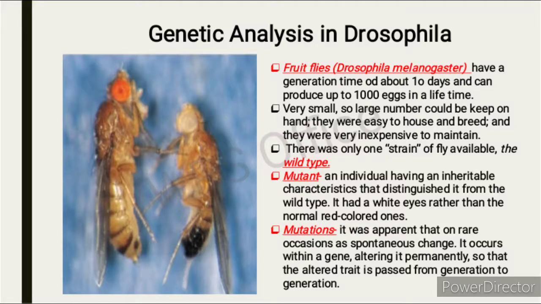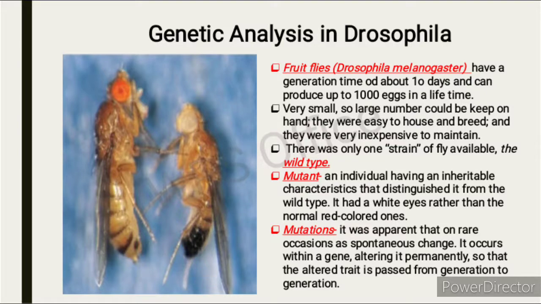This figure shows Drosophila, the fruit fly, which has a generation time from egg to sexually mature adult of about 10 days and can produce up to 1,000 eggs in a lifetime. The fruit flies are very small, so large numbers could be kept on hand. They were easy to house and breed, and they were very inexpensive to maintain. In 1909, fruit flies seemed like the ideal organism to Thomas Hunt Morgan of Columbia University, and he began what was to be the start of a new era in genetic research.